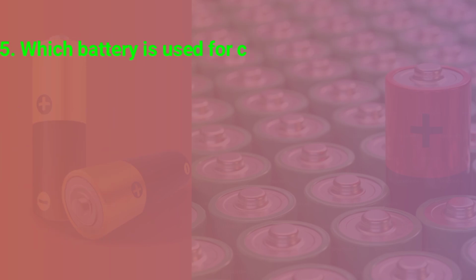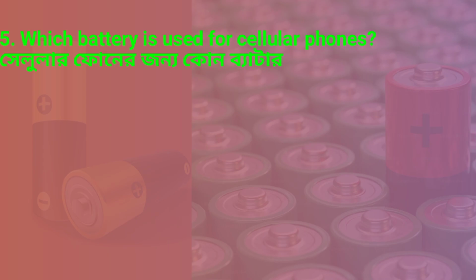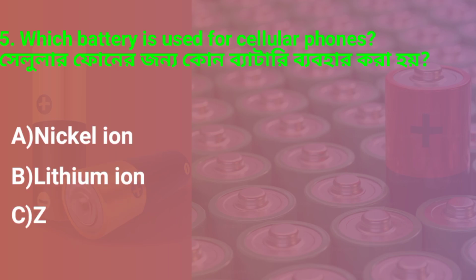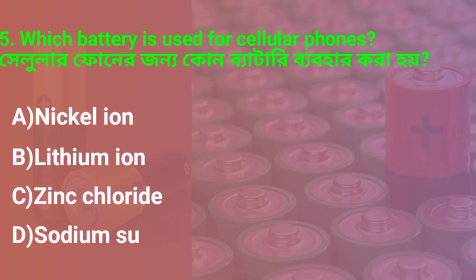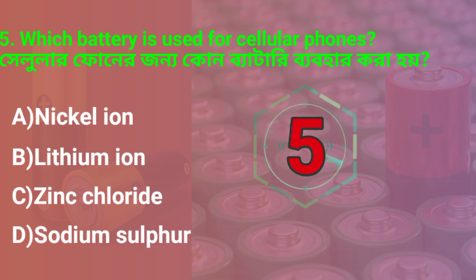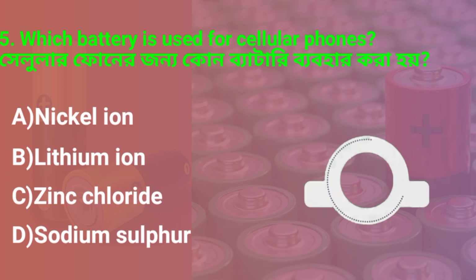Question number 5. Which battery is used in cellular phones? Option A nickel ion, option B lithium ion, option C zinc chloride, option D sodium sulfur. উত্তর হবে option B lithium ion.